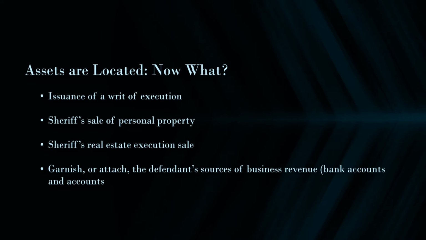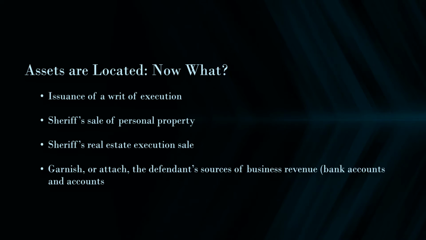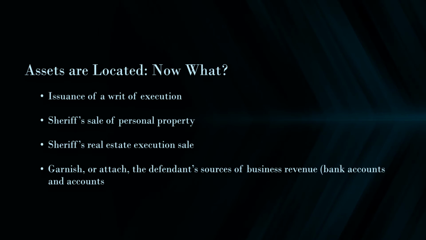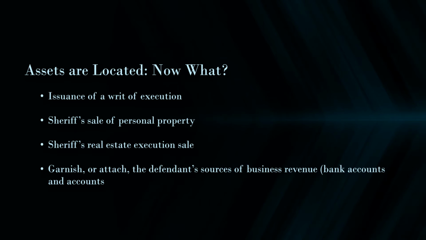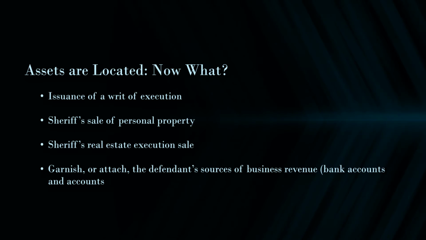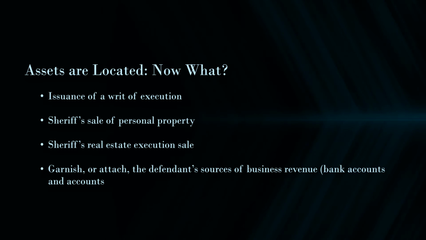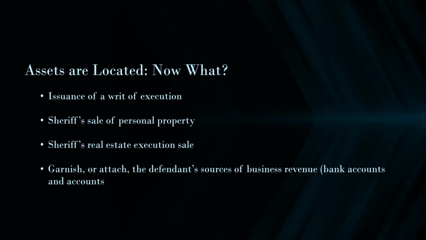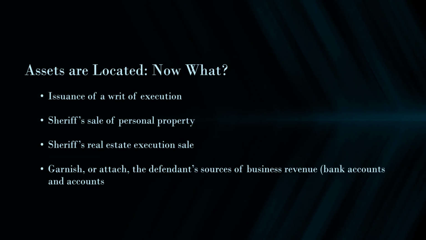Now what? A few options that the creditor has include an issuance of a writ of execution, a sheriff's sale of personal property, a sheriff's real estate execution sale, to garnish or attach the defendant's sources of business revenue, such as bank accounts or accounts receivable.